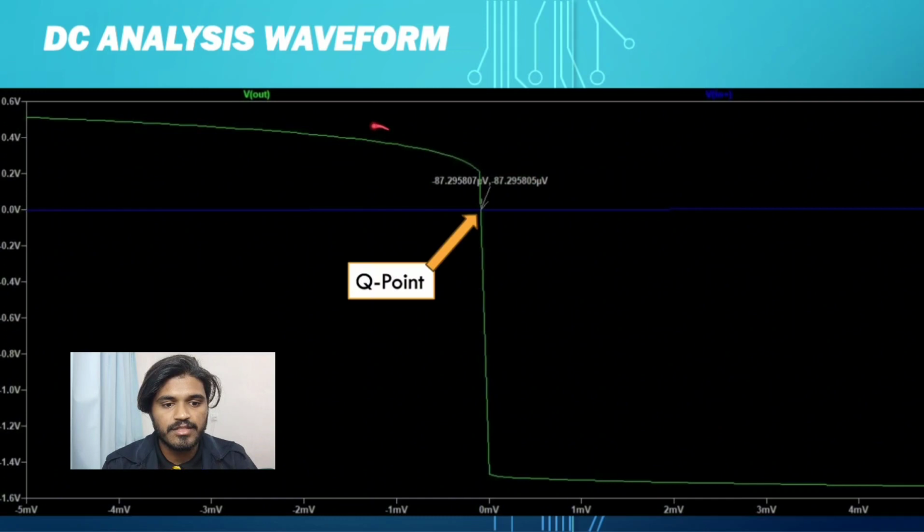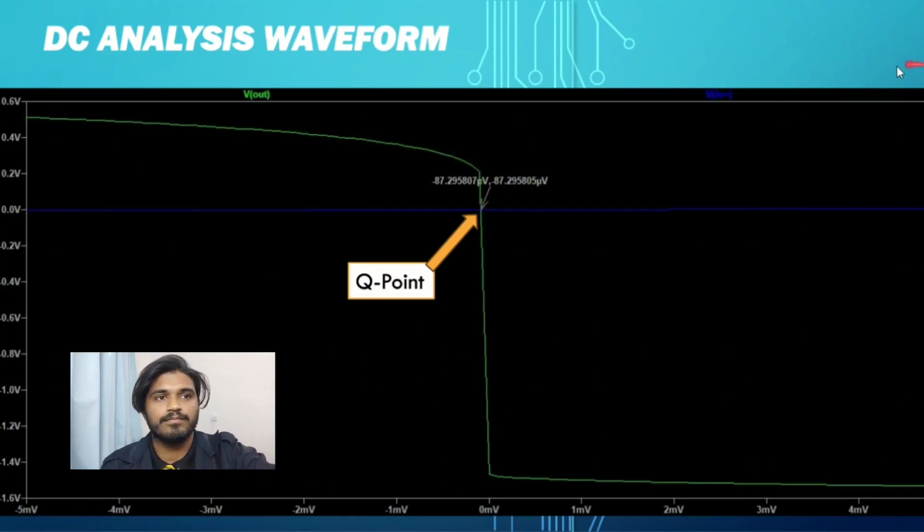This is the DC analysis waveform, where the green one is the output voltage with the saturation point over here, and the blue line is the positive input voltage of the operational amplifier. The Q point is labeled over here, which is negative 87.3 microvolts and negative 87.3 microvolts as the Q point of this simulation. That's all for my part.